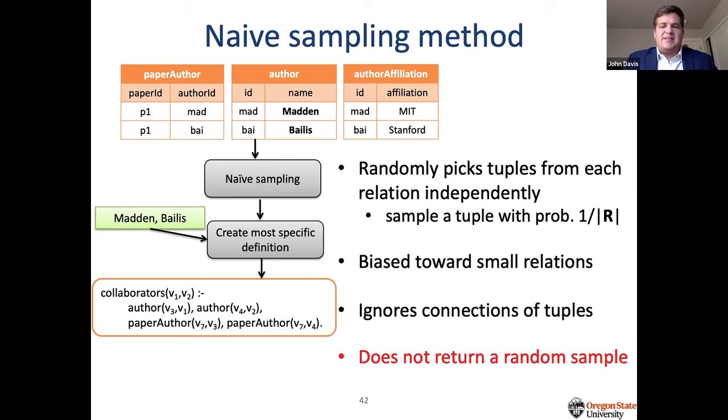We also implement an existing sampling method known as naive. This method simply chooses tuples throughout all relations, each with proportional probability based on the size of the relation that they exist in. This does not produce a true random sample, and it creates a bias towards small relations. Additionally, it ignores the connectedness of all tuples.